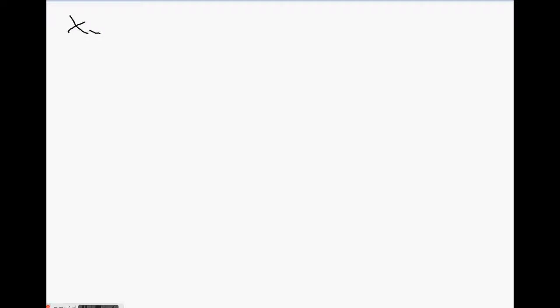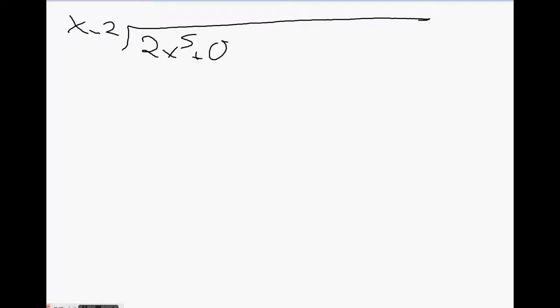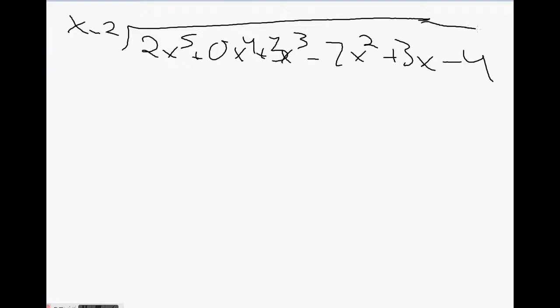Alright. We have x minus 2 divided by this long equation, which is 2x to the 5th plus 0x to the 4th plus 3x cubed minus 7x squared plus 3x minus 4. Alright?